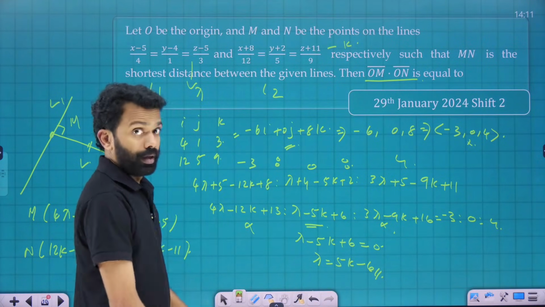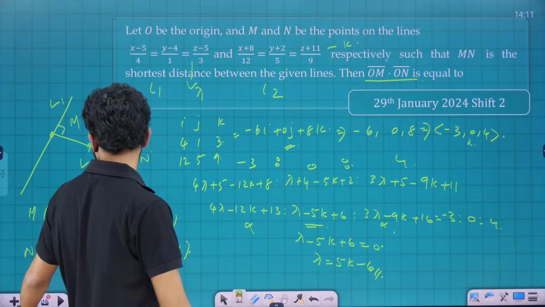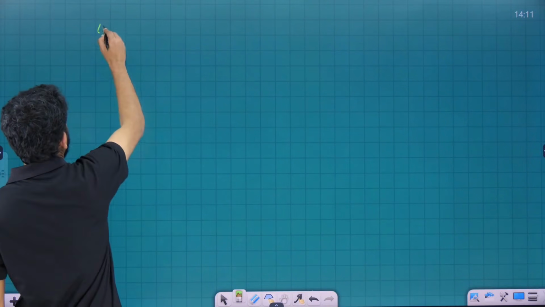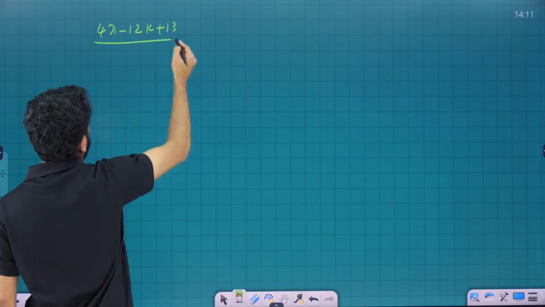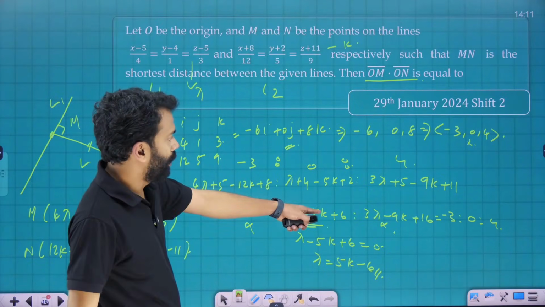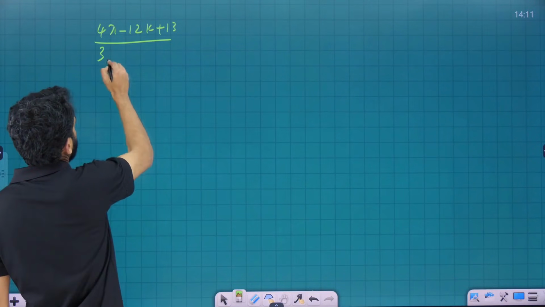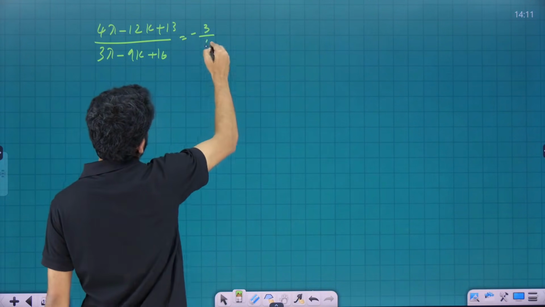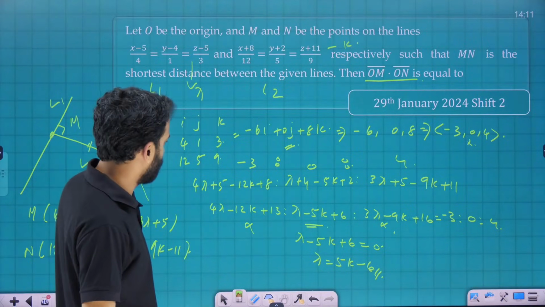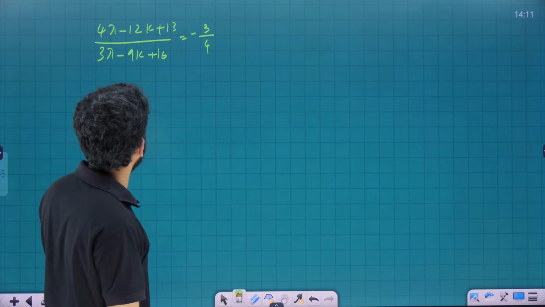Next slide. 4 lambda minus 12k plus 13 divided by 3 lambda minus 9k plus 16 is equal to minus 3 by 4. Yeah, minus 3 by 4.